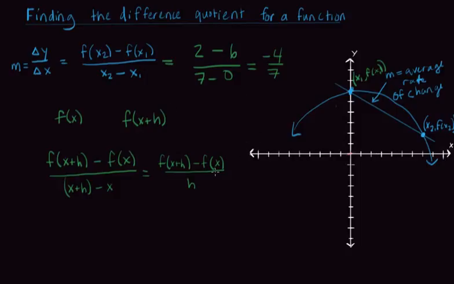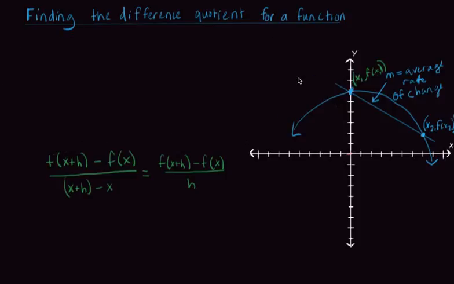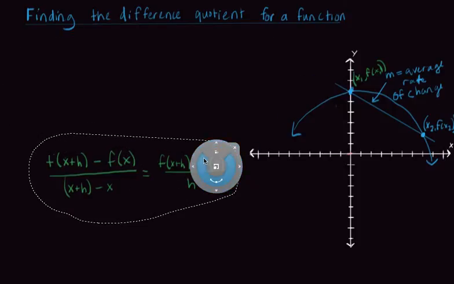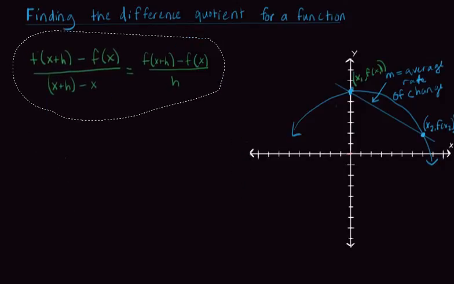So the difference quotient is this, and I'm going to try to give myself some space here. So let me get rid of this stuff. Remember, though, that this is really just a different way of finding the average rate of change between 2 points. It's just that we're writing these 2 points as x plus h and x instead of x1 and x2. Okay, so let's go ahead and use a function and we'll actually figure out what this is.